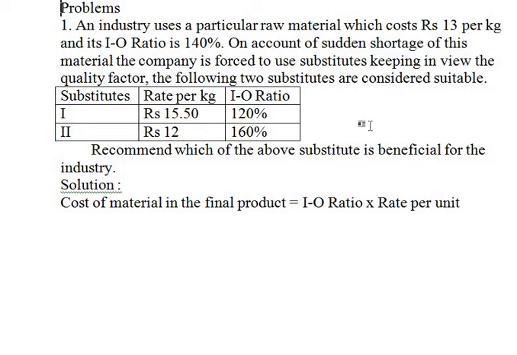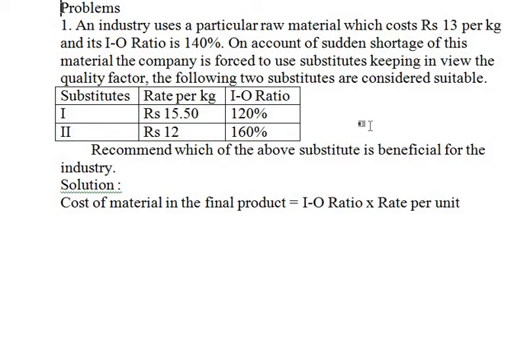Now how can we find it out? They have already given the input output ratio. We will have to suggest to the company which substitute is satisfactory or beneficial for the company. To find that out, we should know the cost of material incurred in the final product. If we calculate that, it will be very easy to recommend for the company.